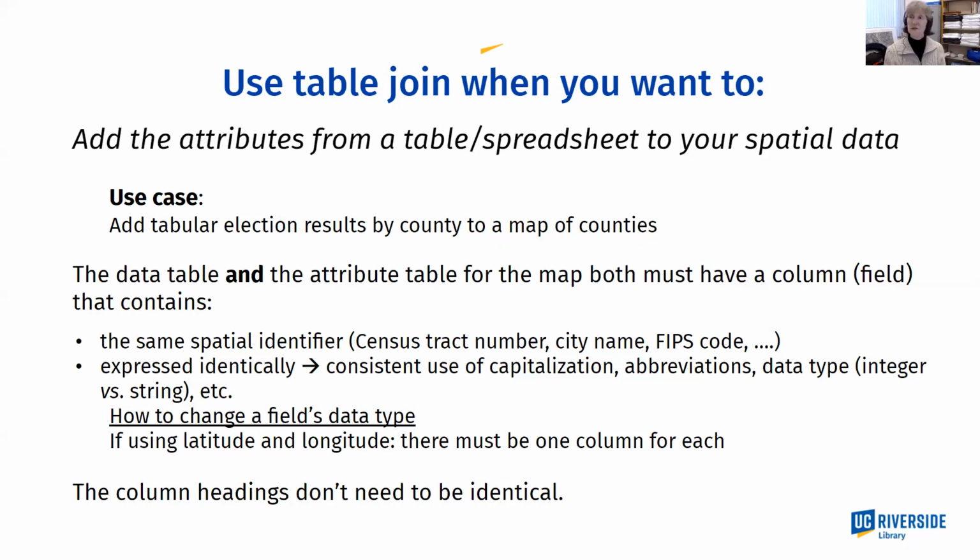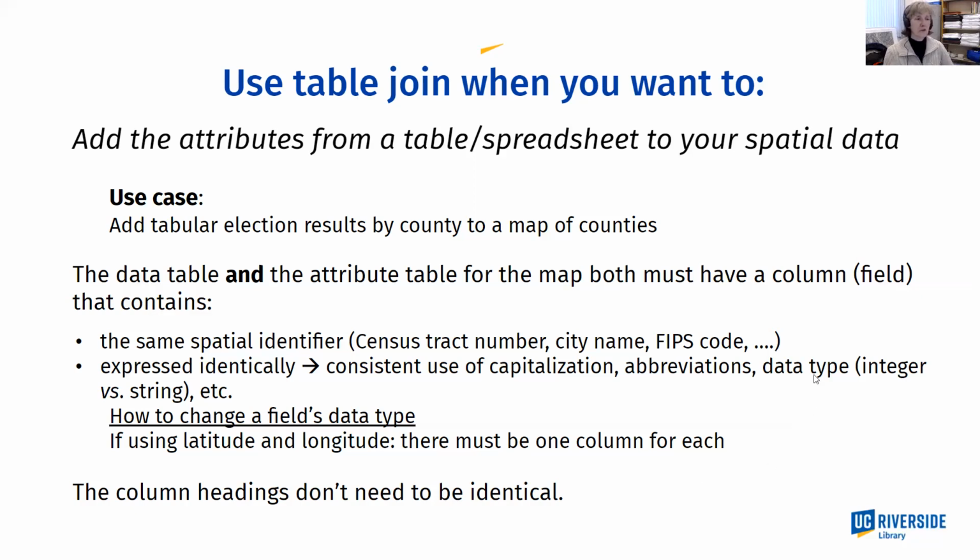And it has to be expressed identically. What that means is that you need to have consistent use of capitalization, and abbreviations is one that might really trip you up. If you have the states of the United States and your tabular data says AZ for Arizona, but your map spells it out as Arizona, you're going to have to do some data cleaning to get that coincidence so that Arizona means Arizona in both of those, like they're absolutely a match.